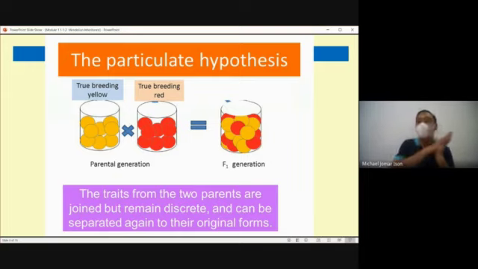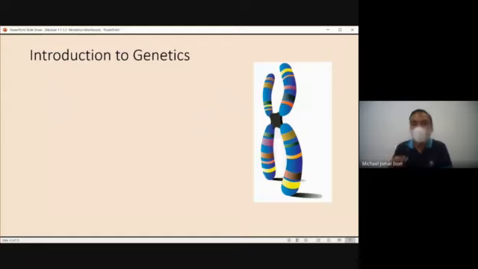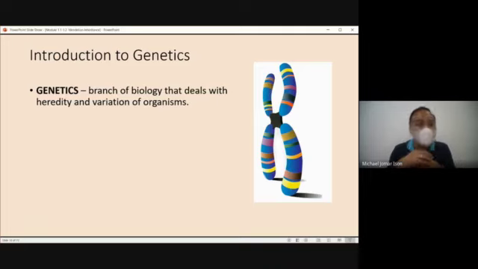Okay, now with that introduction, we have to go to the vocabularies that are very important for genetics. As we already mentioned, these are foundational information for us to understand the whole concept about genetics and especially to answer the questions given in genetics. First of which would be the word genetics. It's described as the branch of biology that deals with heredity and variation of organisms.